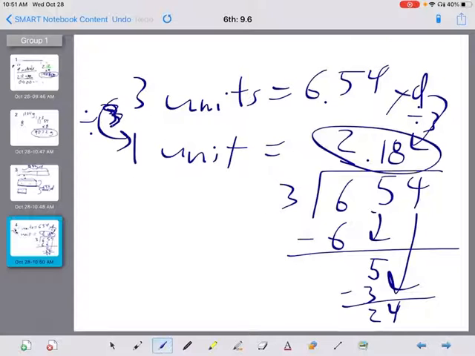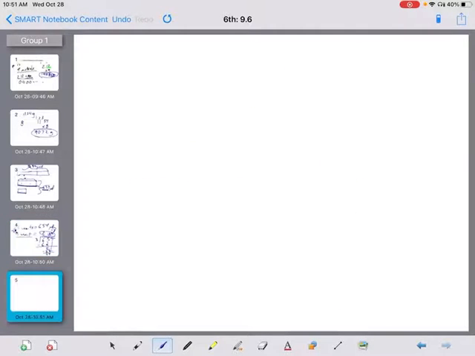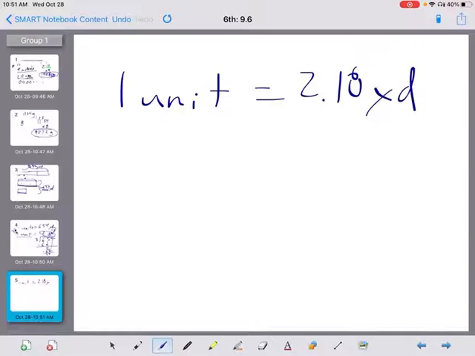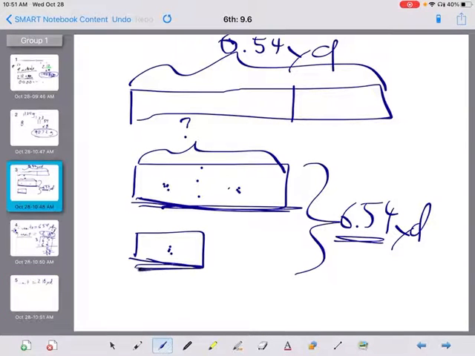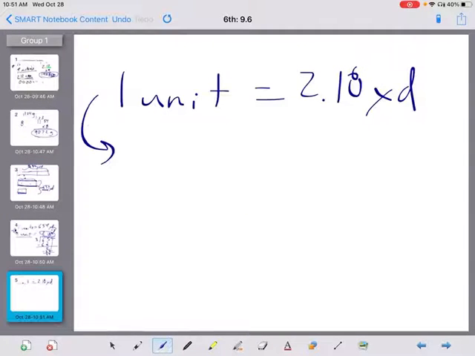I'm going to rewrite this. So 1 unit is 2.18, and this is yards again. And what was I trying to get to? Is that my final answer? Is that what I was looking for? 1 unit? No, I was looking for 2 units, so I have to multiply by 2.